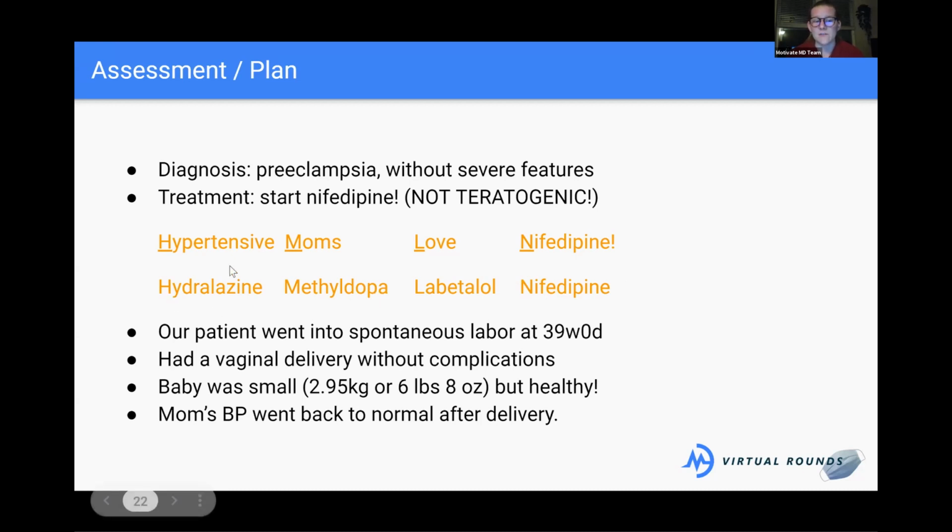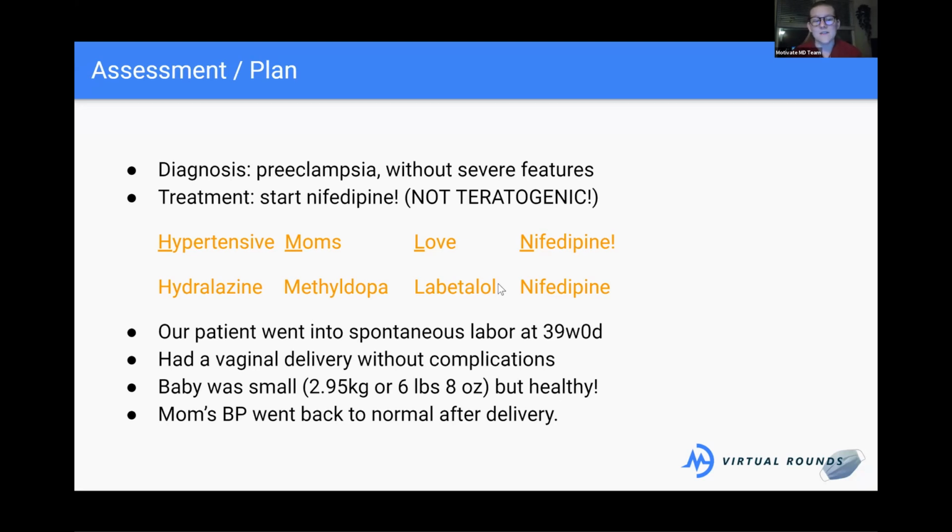So any of these from this list will work, which I didn't even say what they stand for, but it's hydralazine, methyldopa, labetalol, and nifedipine. I just picked nifedipine because it's the same in both the mnemonic and the actual drug that it stands for. And also, just coincidentally, I think it happened to be the one that I saw the most commonly used during my time in labor and delivery as a student. So you could use any of these, but the main point is that they are not teratogenic.